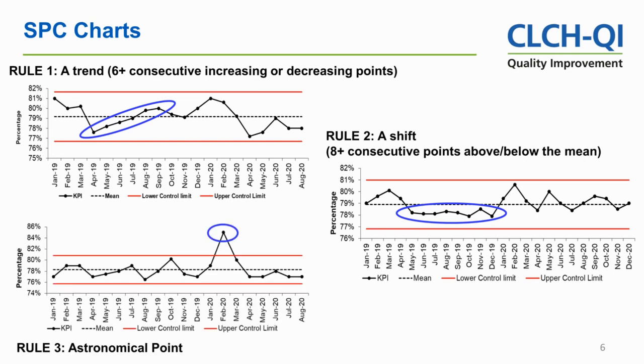An astronomical point is any point sitting outside the red lines. So any data point sitting outside the control limits signals an astronomical point. If we look at this chart, we can see that in February, there was an astronomical point above the control limit. These are the 3 most common rules you will see. The next 2 are more nuanced, and again, these would automatically be shown to you in LifeQI.